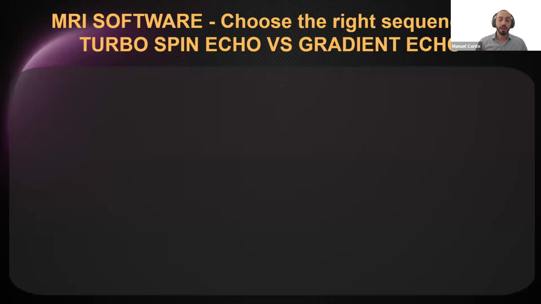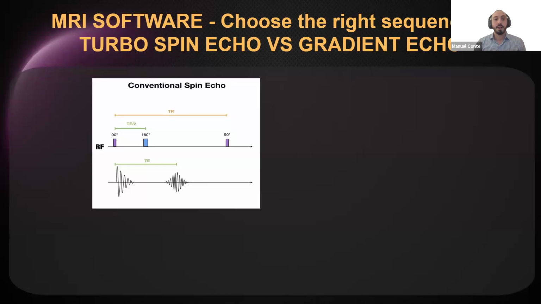Okay, so we select our scanner. Now it's time to decide the different sequences. We have spin echo or turbo spin echo against gradient echo. What is a spin echo sequence? Basically, a spin echo sequence is a standard MRI sequence where there is a 90-degree RF pulse followed by a 180-degree refocusing pulse.